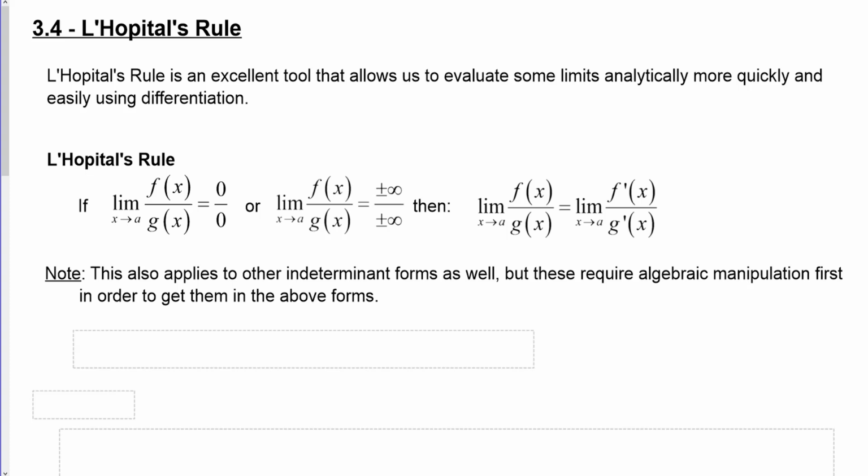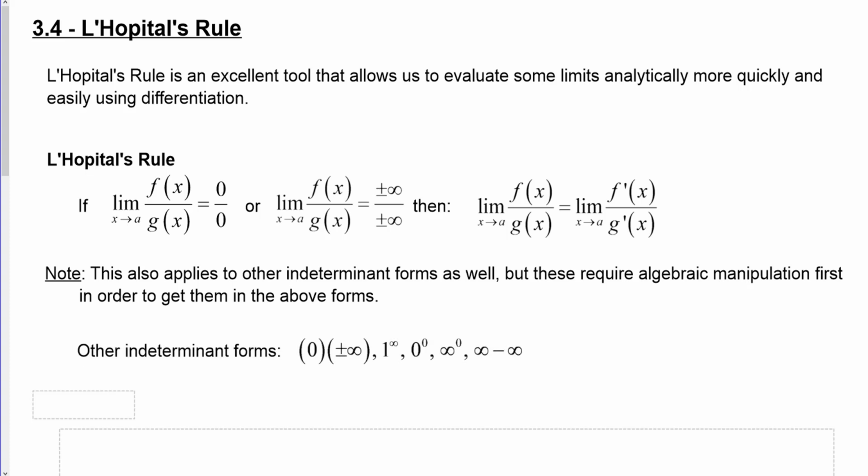This will apply to other types of indeterminate forms as well, but you often have to do some algebraic manipulation first. And those other types of indeterminate forms are these. So 0 times positive or negative infinity. Usually 0 times anything is just 0, but 0 times infinity doesn't have any meaning. 1 to the infinity power is an indeterminate form. Generally, 1 to any number is 1, but 1 to infinity is indeterminate. As well as 0 to the 0th power, infinity to the 0th power, and infinity minus infinity. So all of these are indeterminate.